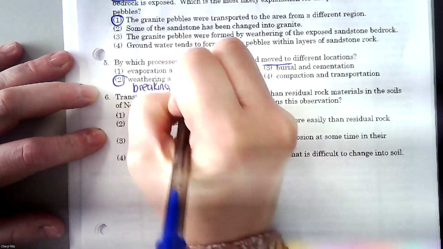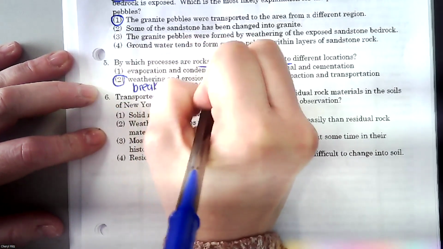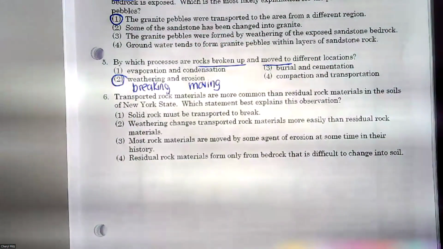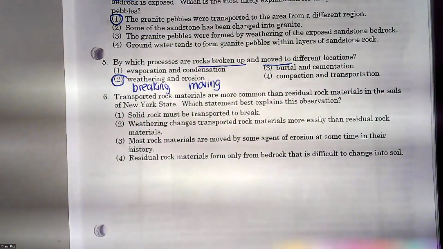Erosion is the moving. And then finally 6, transported materials are more common than residual materials in the soil of New York State. This statement best explains this observation. Which one do you pick?